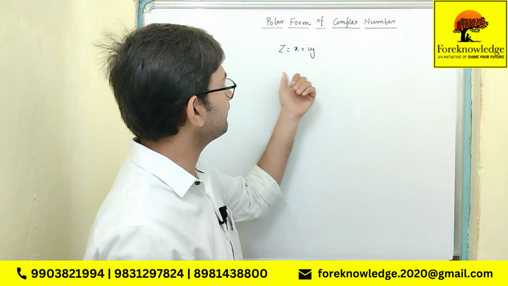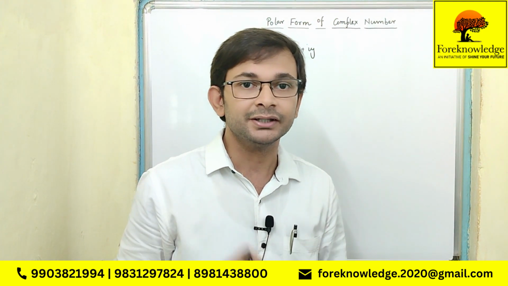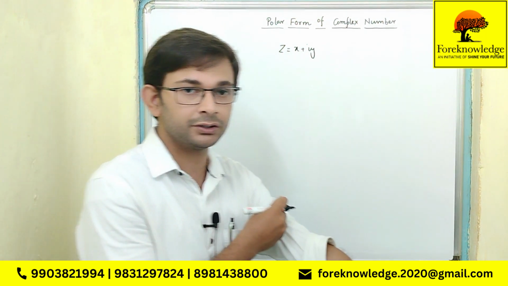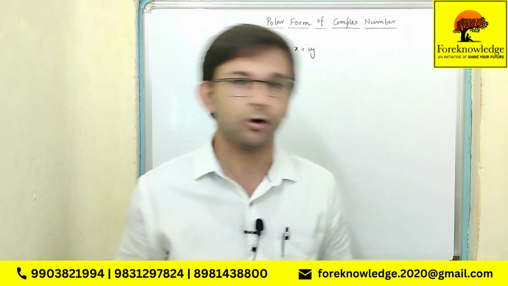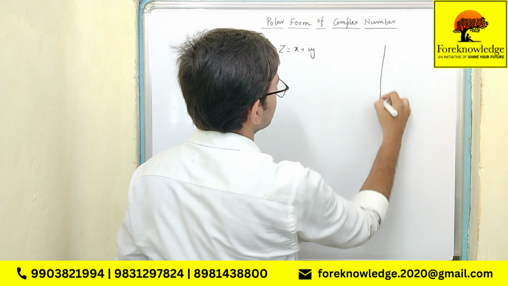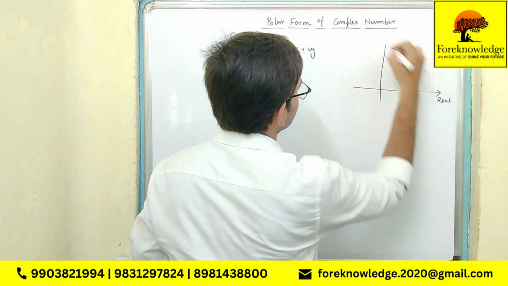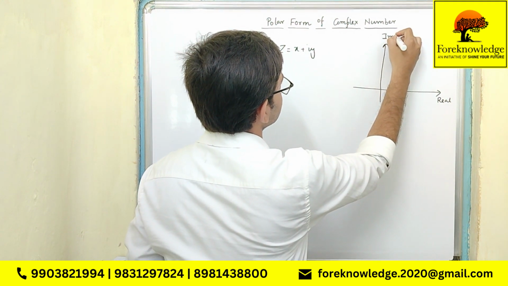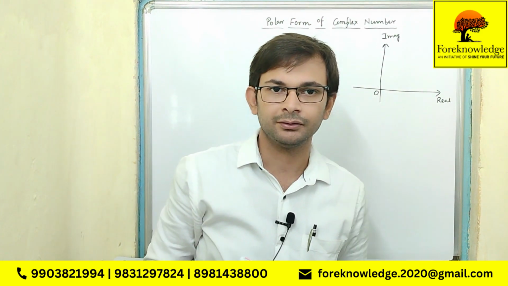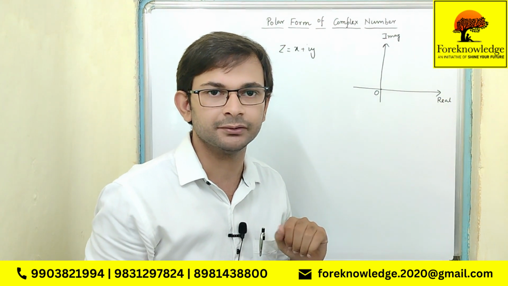But this complex number, if you want to represent it in a plane, there you need a special type of plane. That plane is called Gaussian plane or Argand plane or complex plane. Suppose this is the plane, this is the real axis and this is the imaginary axis, with this being the origin. Now you can represent the complex number in this plane. How?